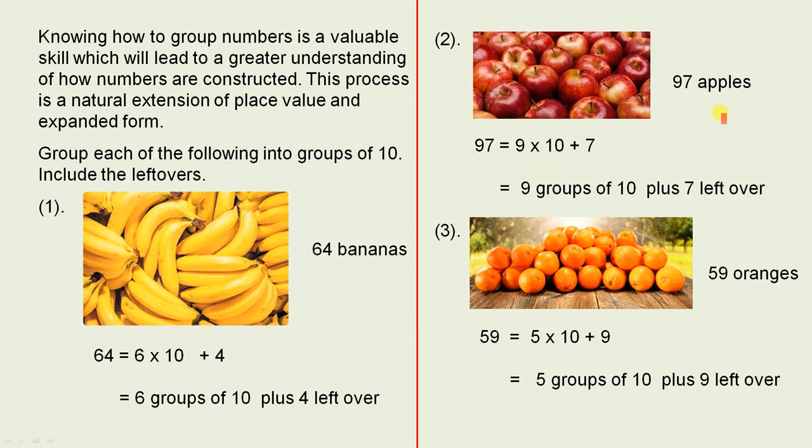The second one, 97 apples. So since 97 is 9 times 10 plus 7 left over, we have 9 groups of 10 plus 7 left over. Example 3, 59 oranges. 59 is 5 times 10 plus 9, which is 5 groups of 10 plus 9 left over.